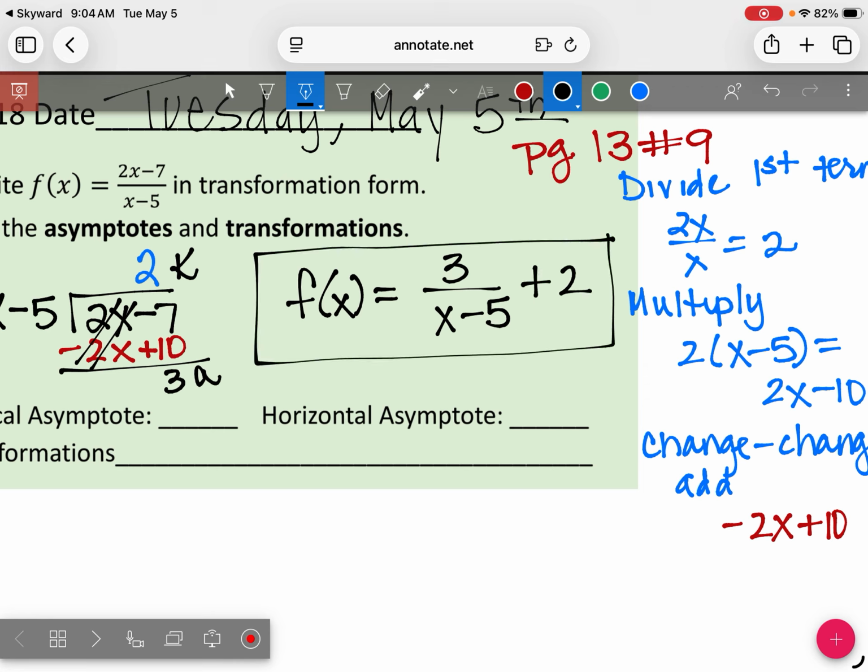These are the exact same graphs. This graph and this graph are exactly the same. It's just written in different formats. So take a couple minutes and find your A, H, and K, your vertical and horizontal asymptotes, and we'll go through that together shortly.